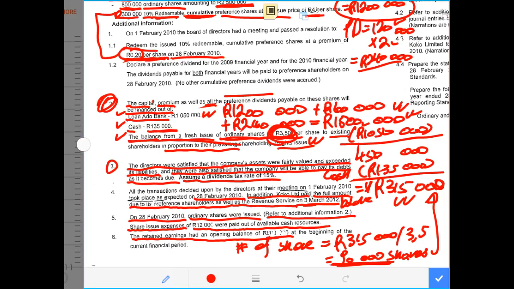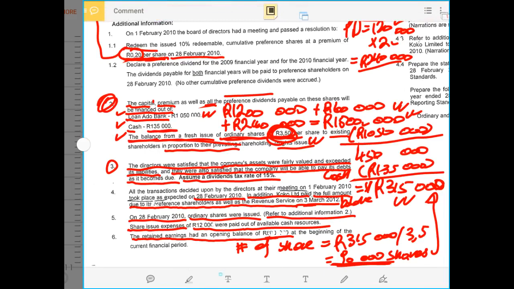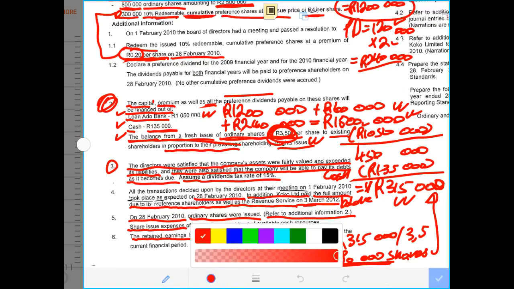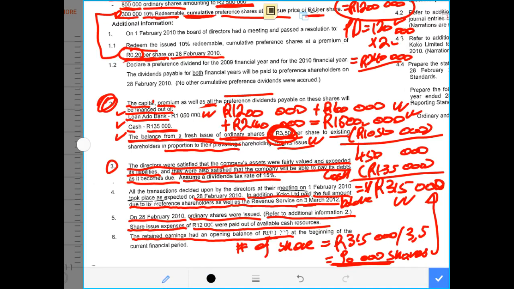Retained earnings had a balance of 800... it is 800,000 rands. That is not clear. Retained earnings had a balance of 800,000 rands. Let me just clarify that. It is 800,000 rands. So now that retained earnings, we know that it will be an opening balance when we do the statement of changes in equity. 800,000 rands. That is our retained earnings that we have to account for.